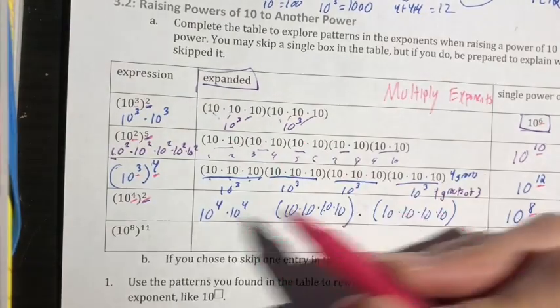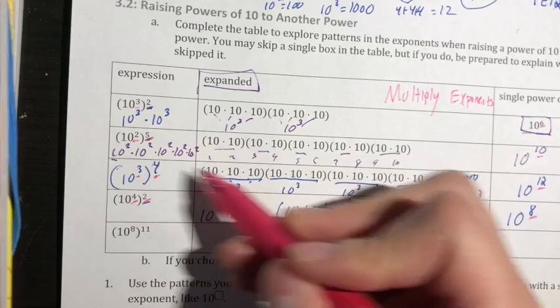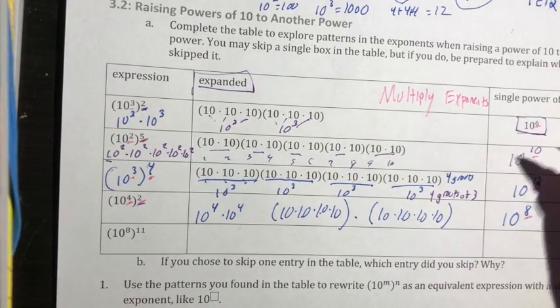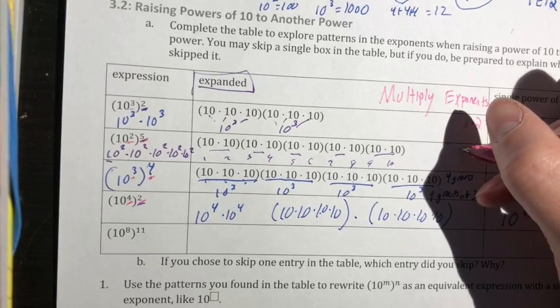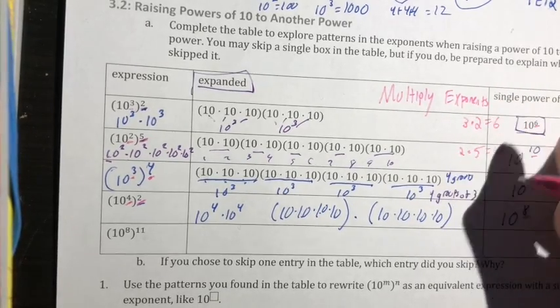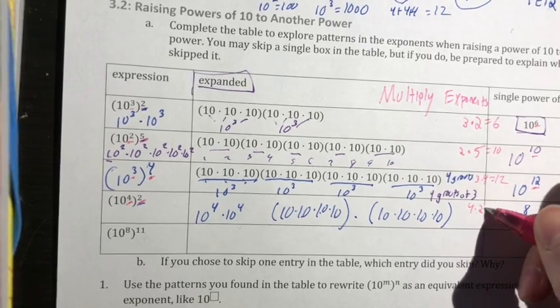2 groups of 10 cubed gets me 10 to the 6th. 5 groups of 10 squared gets me 10 to the 10th. I get 10 total 10s. So 3 times 2 equals 6. 2 times 5 equals 10. 3 times 4 equals 12. 4 times 2 equals 8.